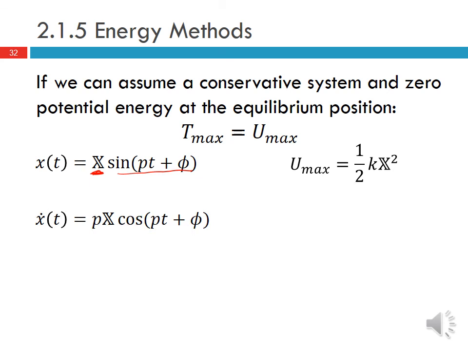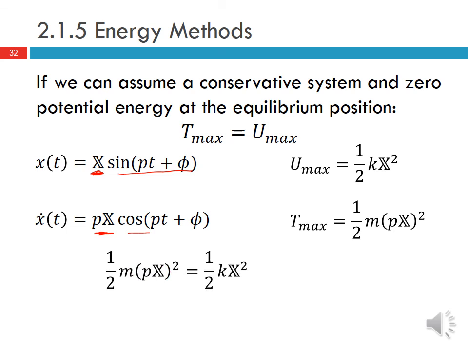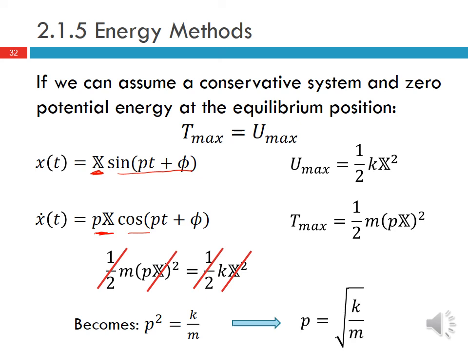The velocity would be given by the expression here, and the maximum that this can be is when cosine is 1. So the maximum velocity would be pX, and the maximum kinetic energy would be 1/2 m (pX) squared. If we have this conservative system with zero potential energy at the equilibrium position, we know Tmax is equal to Umax, so these two quantities are equal to each other. We can simplify this and see that p squared is equal to k over m. So we arrive at the same expression for the natural frequency using the energy method approach: p is equal to the square root of k over m.